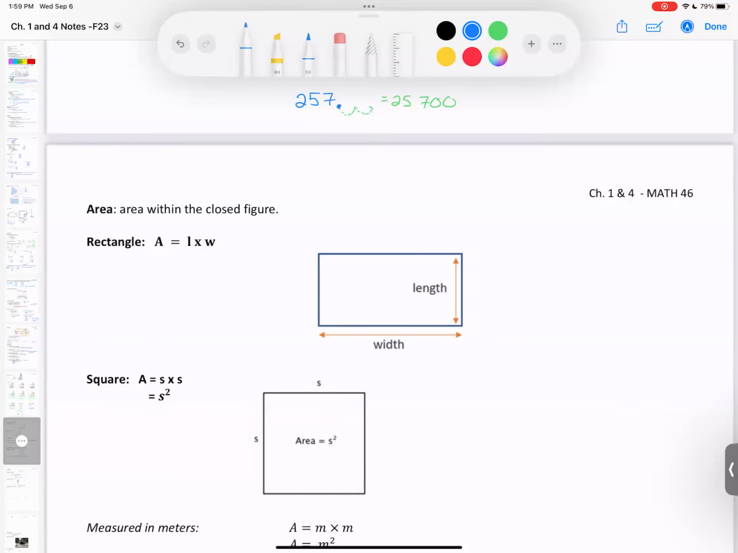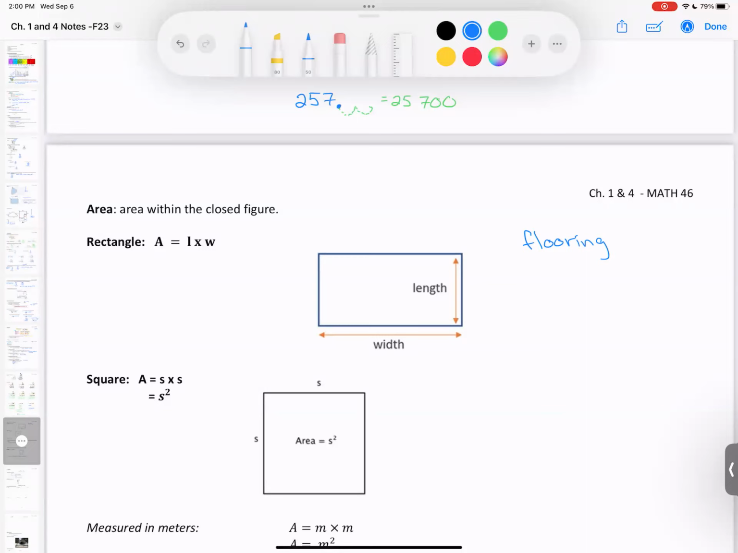The last part of multiplication is an application, which is the area of a geometric shape. And so I like to think of this in terms of, for instance, flooring. If you were trying to figure out how much flooring you needed for a chunk of your floor, let's say your kitchen, you're going to be talking about the two-dimensional measurement known as area.